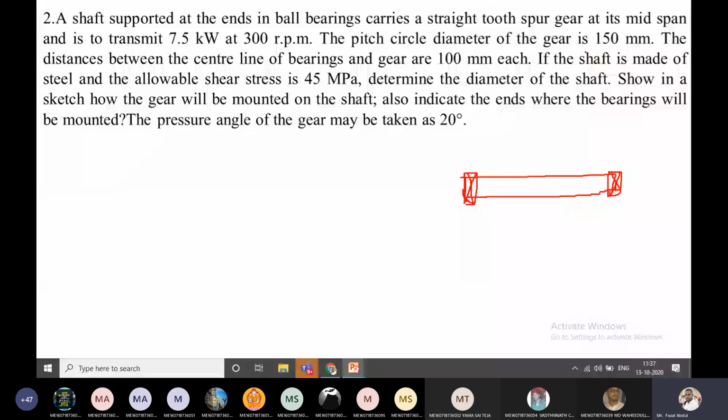Straight teeth, mid span, transmitting 7.5 kilowatts of power and running at 300 rpm. The pitch circle diameter of the gear is 150 mm. The distance between the center line of the bearing and the gear is 100 mm each.